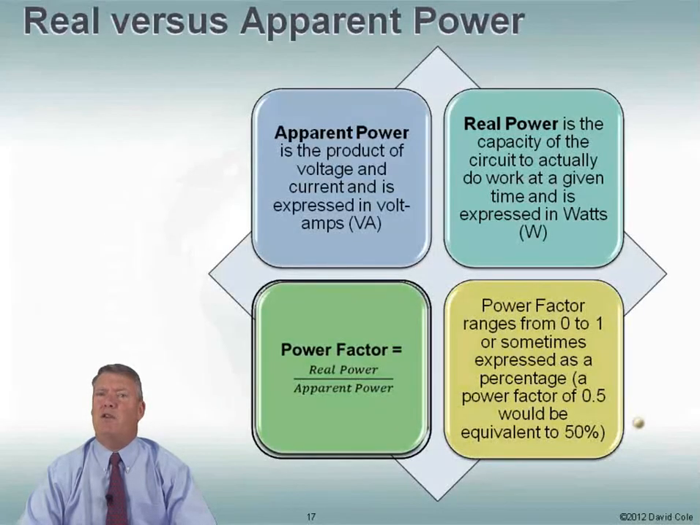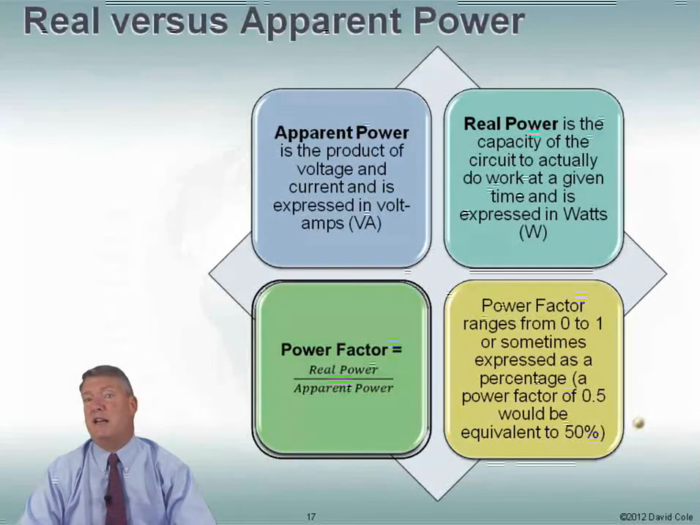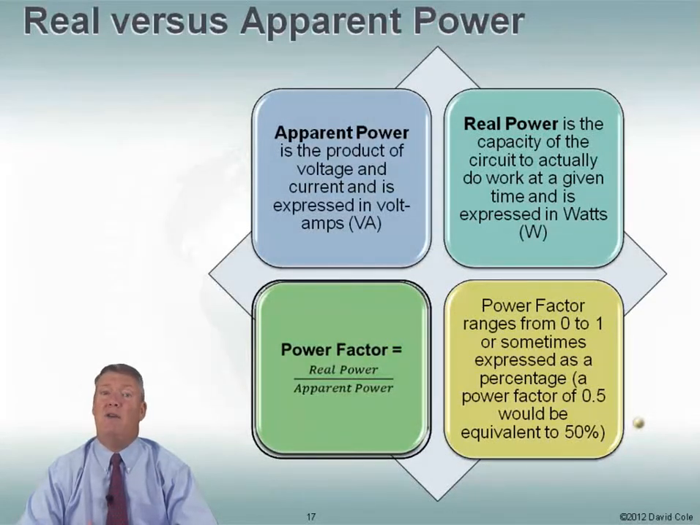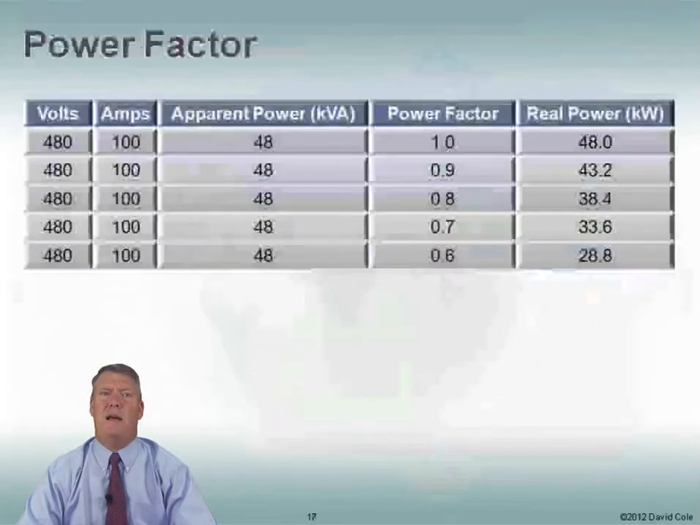And that's going to be a value from 0 to 1. Sometimes expressed as a percentage. So a power factor of 0.5 would be a 50% power factor, right? This is basically telling us in our equipment how much of the power I am actually going to get out of this piece of equipment. So let's look at an example of that.